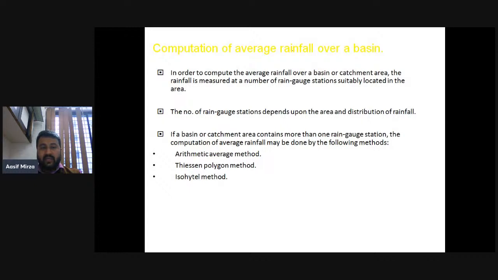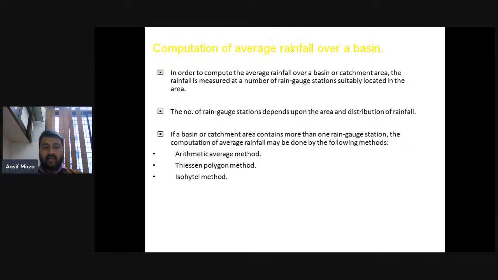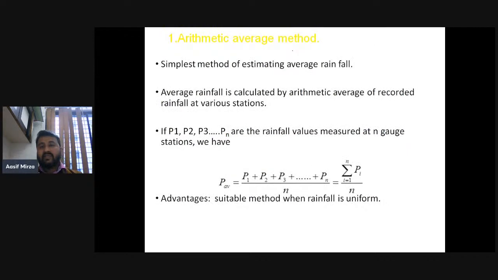Arithmetic average method, Thyssen polygon method, and Isohyetal method. So these are the three methods through which we can calculate the average rainfall by providing more than one rain gauge station over the basin or the catchment area. How we have to calculate the average rainfall, we will see one by one. First we will see the arithmetic average method. On the basis of the arithmetic average method, Thyssen polygon method or Isohyetal method, questions may be asked in the GATE examination.